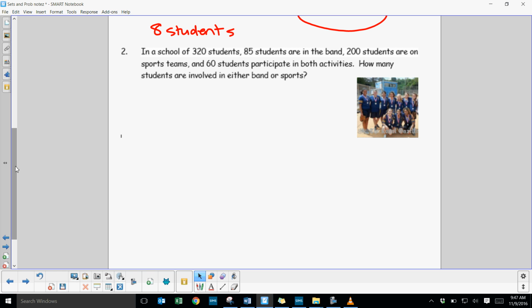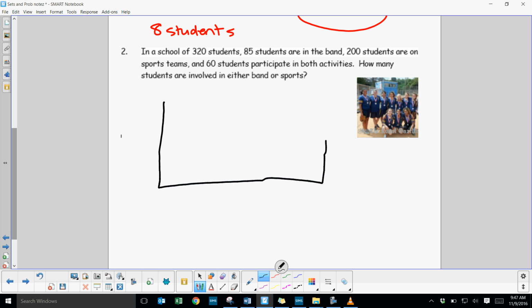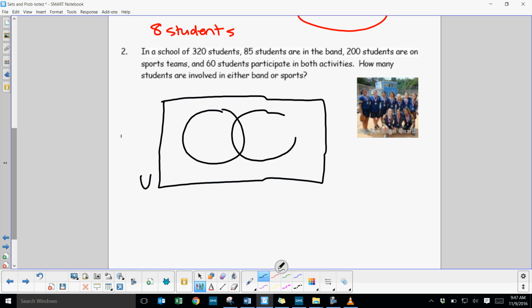So again, there's only 2 things. Band and sports, so we can call it set B and set S. I always start by drawing my box around the outside first and my U before I forget to do that. Are there any in the intersect? 85 in the band, 200 are in sports, and 60 study both. So there is an intersect, so we can draw 2 intersecting circles. If they said no students studied both, it would be like this. But quite often there is an intersect.